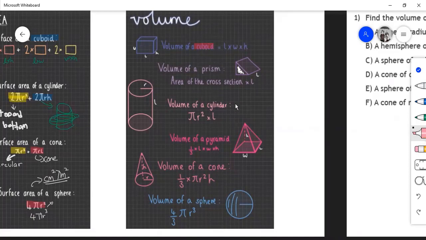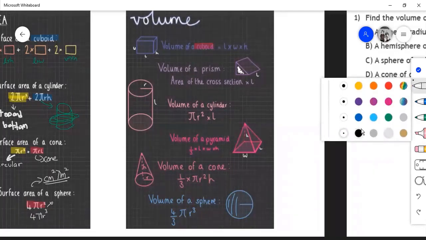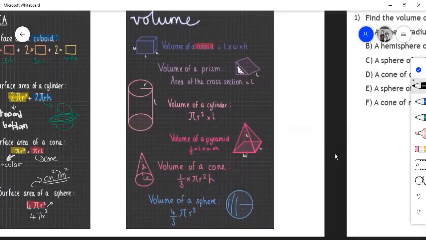Next one, we have a volume of prism. Okay, this volume of a prism, I want to write a separate formula here because I've written for you guys many times in the class as well.